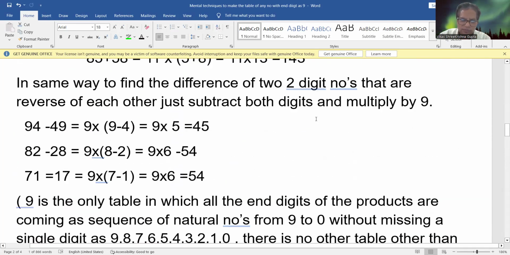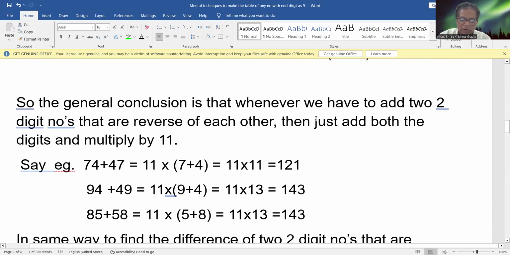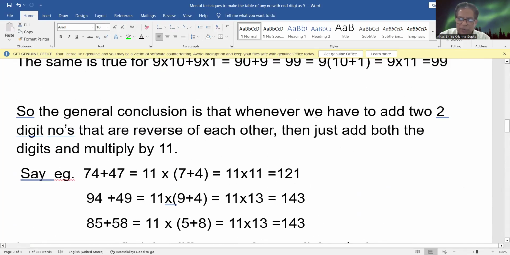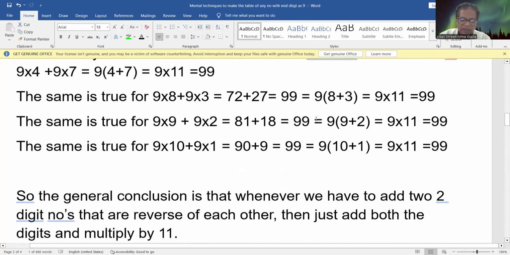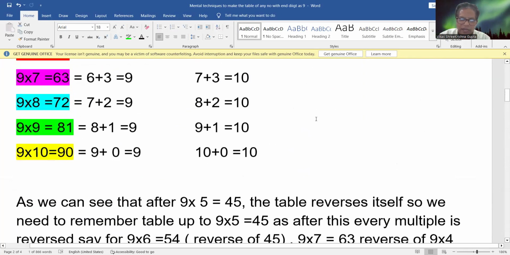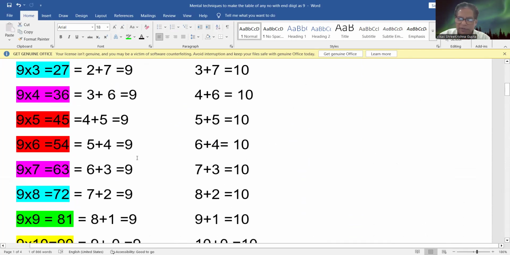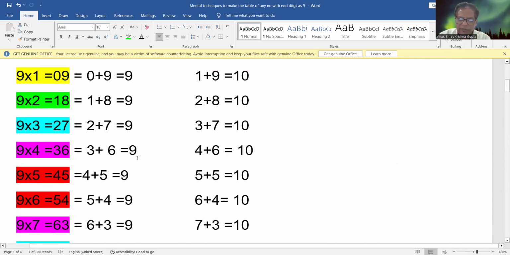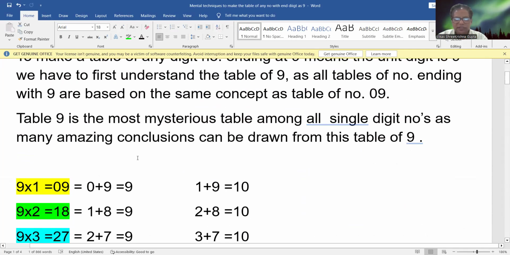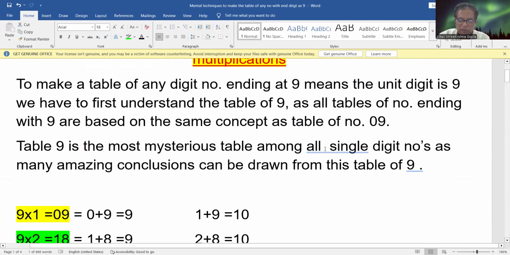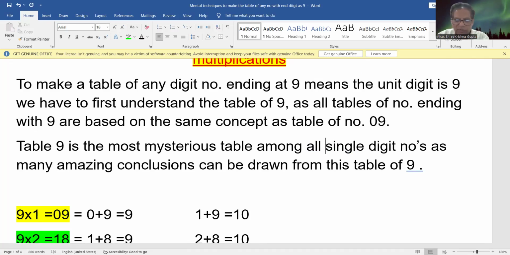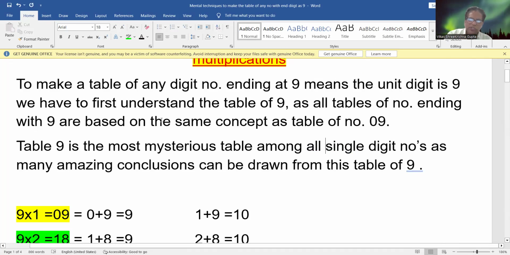So I have shown you everything about how to add, multiply, and subtract two numbers which are reverse of each other by the table of 9. And also that in the table of 9, you only have to make half, because after half the table gets reversed. And how to find whether any given number is divisible by 9 or not. That I have shown you by means of this table. So I hope that this is really a wonderful video for you, and you must have learned something unique which you had not known earlier. So I stop sharing my video now.